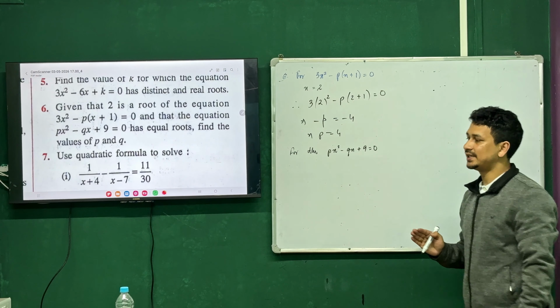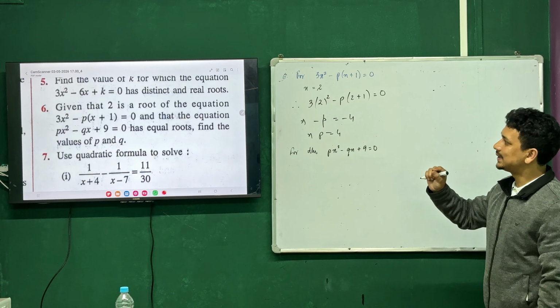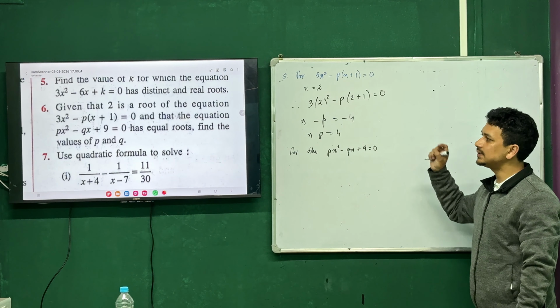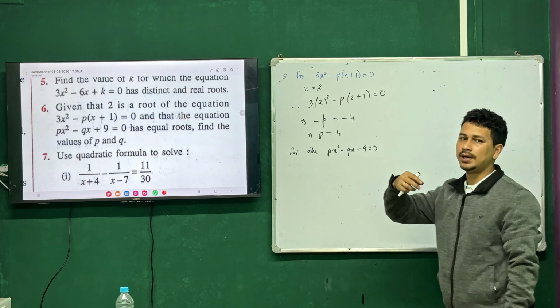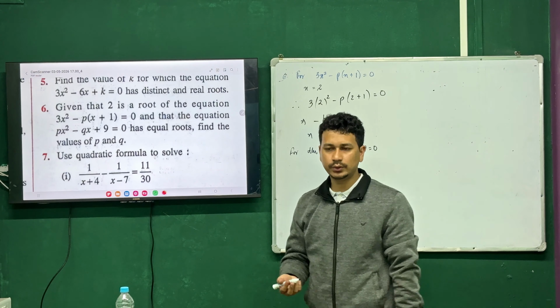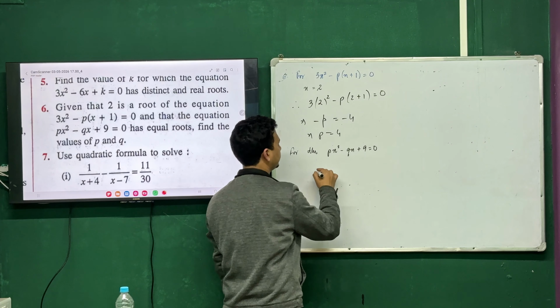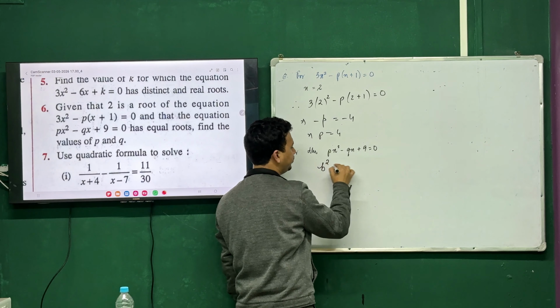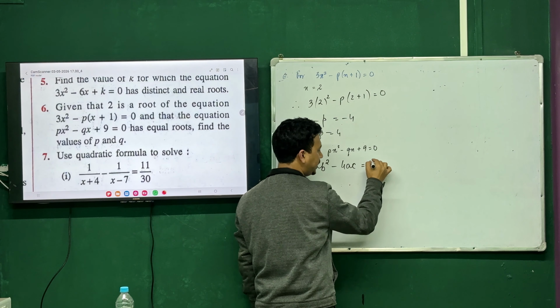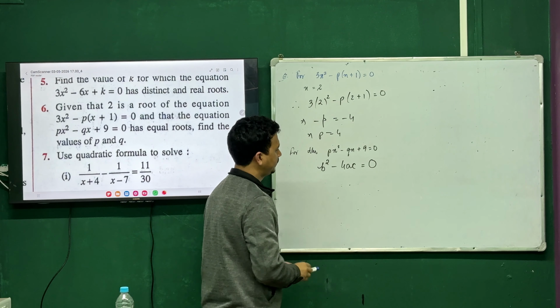Now for this equation, what is given? It is given that this equation has equal roots. As I said, equal roots means what will be our starting equation? B square minus 4AC is equal to 0. Yes, very good. B square minus 4AC must be equal to 0.